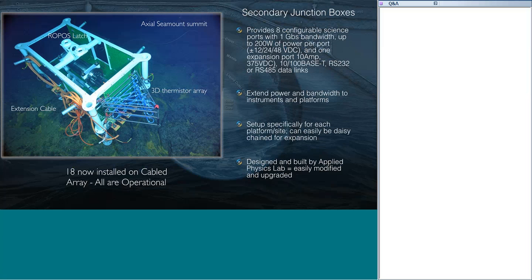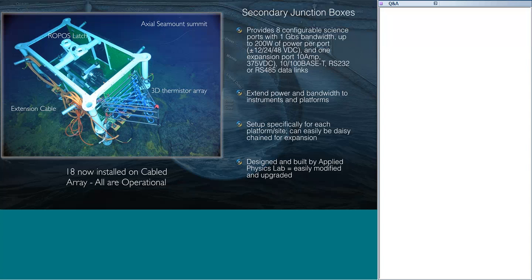This just shows you a little bit of the secondary infrastructure. This is a classic secondary junction box, again built by the Applied Physics Lab, and it shows you that latching mechanism on the top of the secondary node there. These things are about 8 feet long. This one's at the summit of Axial Seamount. It shows a 3D thermistor array getting ready to be deployed. And then the orange cables are extension cables. We have about 33,000 meters of extension cables on the seafloor right now. They were completely installed in 2014, and all have been operational. We haven't had any issues with any of the junction boxes or any of the cables since they were installed.